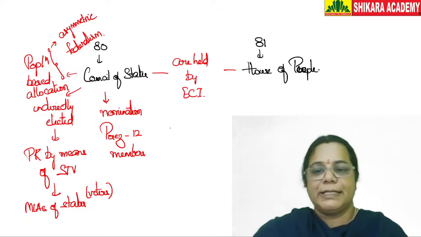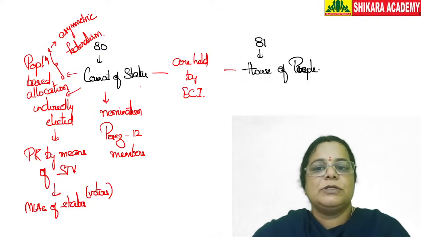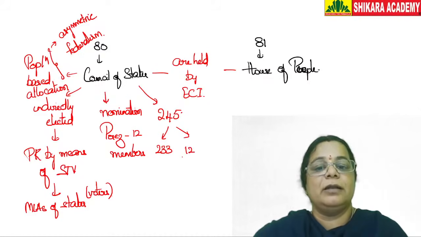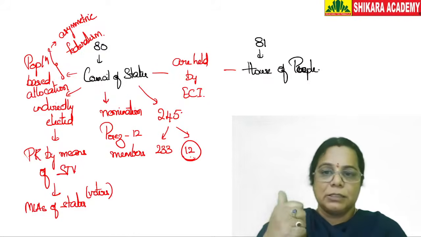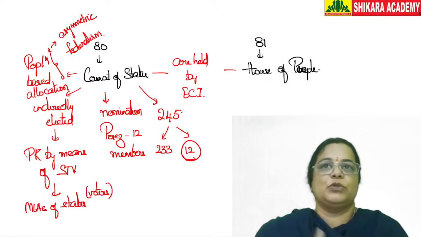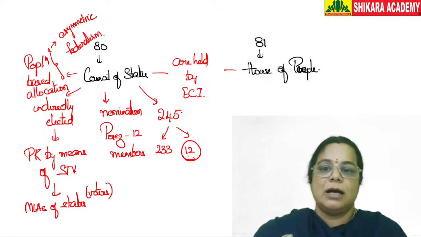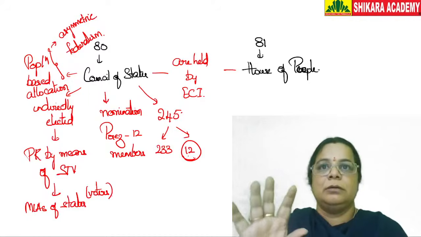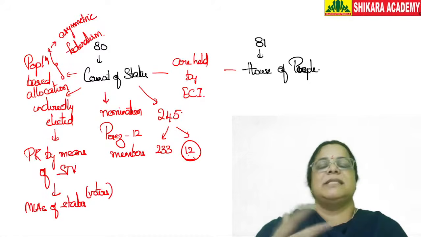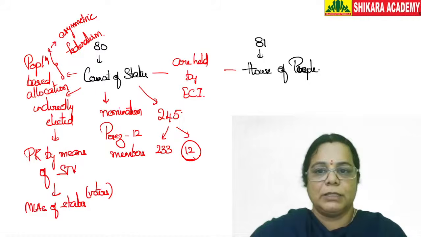Now moving forward, the next important point that you have to remember here is that the Council of States has a total strength of 245, out of which 233 are elected and 12 are nominated. The fields are social service, sciences, arts, and literature. Now remember, sports and cinema all come under performing arts.